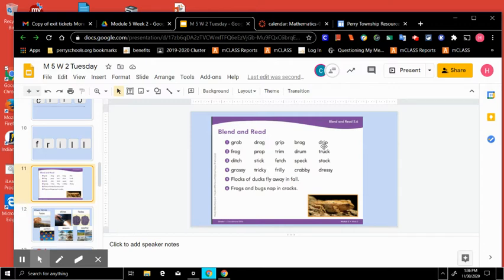Go to line 2. Let's look at line 2. Say it with me when I say it. Frog, prop, trim, drum, truck. Do you see any words in line 2 that have the same short vowel sound?